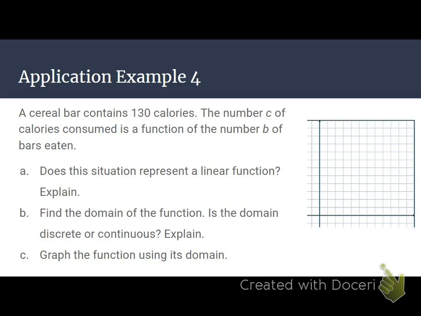Which variable is independent? Which one do we control? Dominic, what do you think? X. Yes, generally X, but in this case, they gave us a C and a B. Do we control the calories or do we control the number of bars we eat? Number of bars we eat. So that means that the calories is dependent and the number of bars we eat is independent.